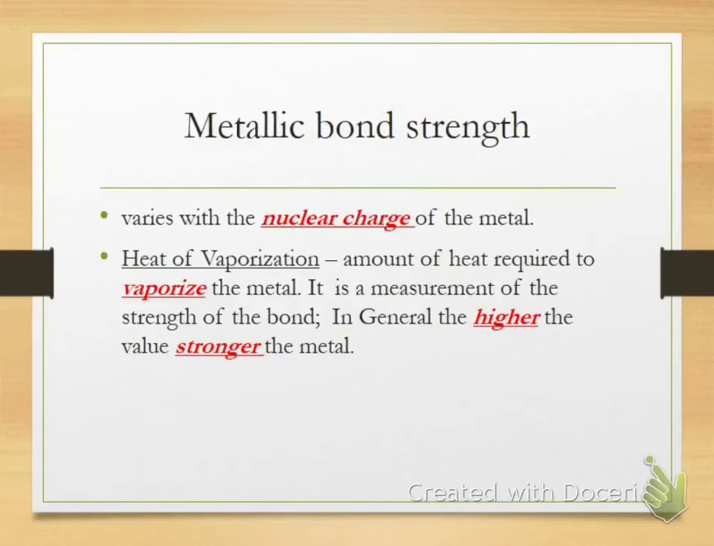Metallic bond strength, these are the last two definitions we have, varies with nuclear charge. The heat of vaporization is the amount of heat required to vaporize the metal. It's a measure of the strength of the bond. So basically, the higher the value, the stronger the metal. They're going to be really high values. It takes a lot of energy to vaporize a metal.